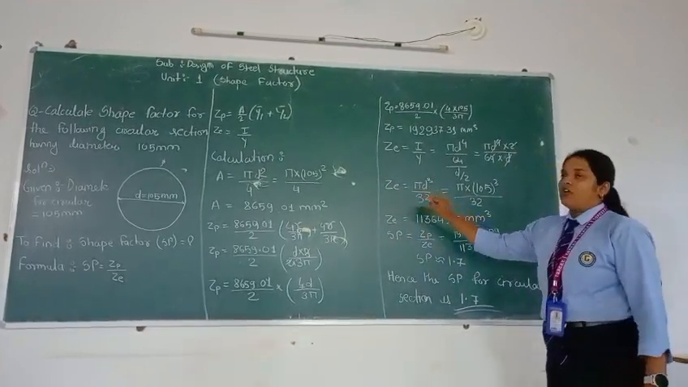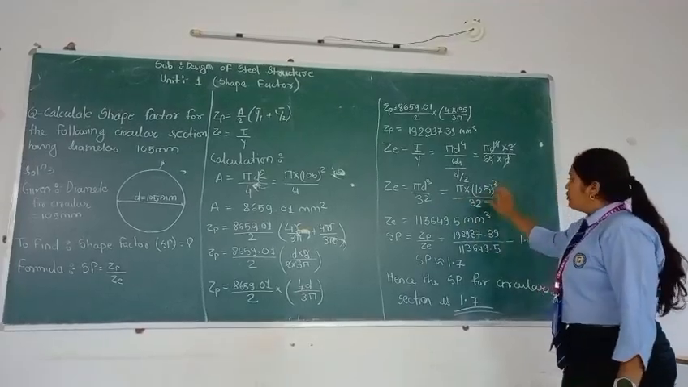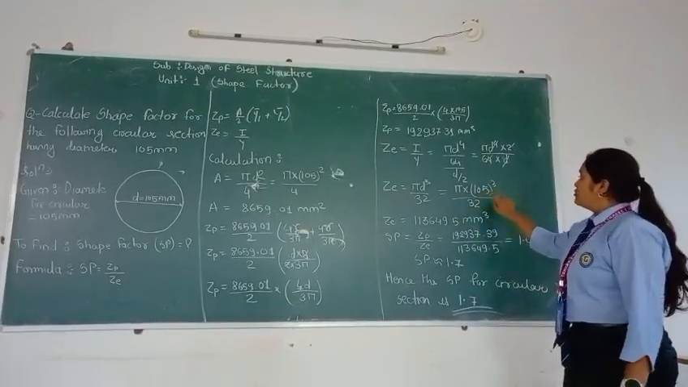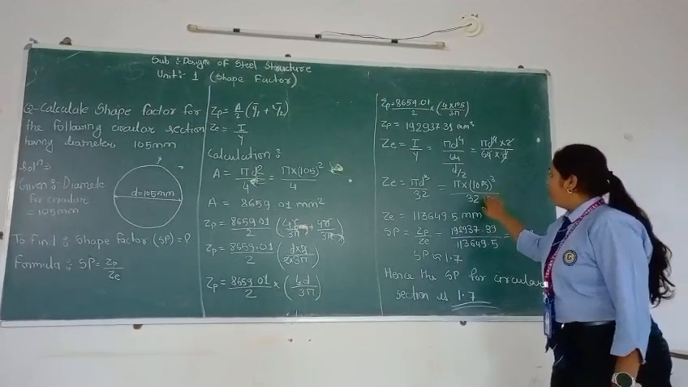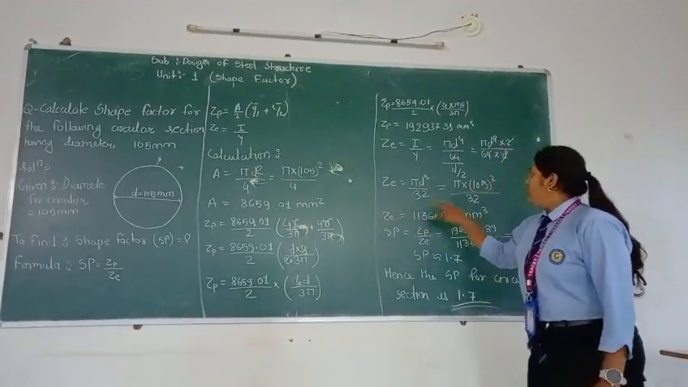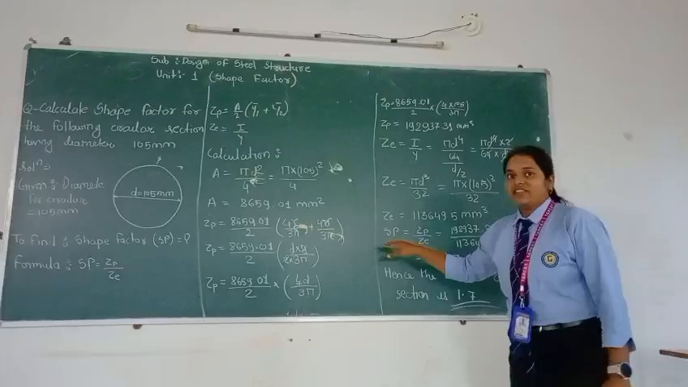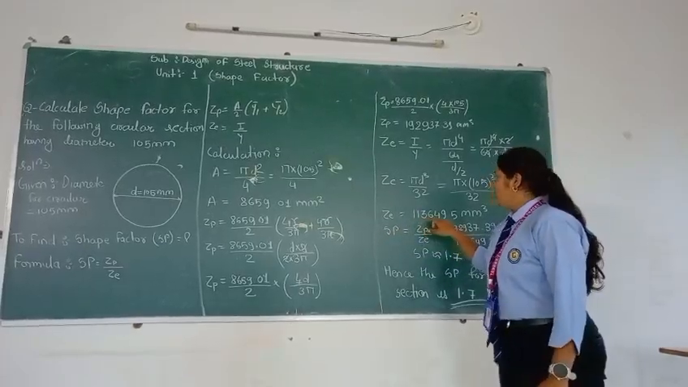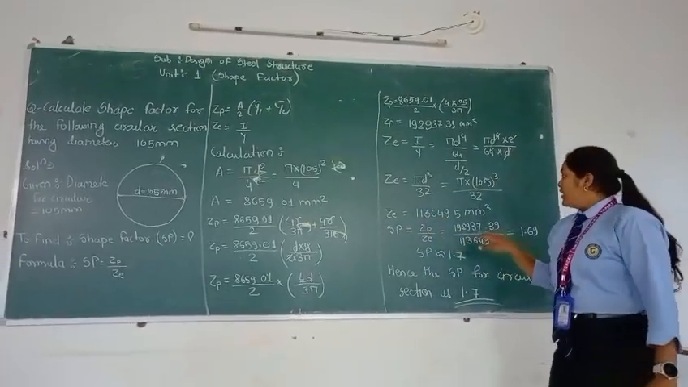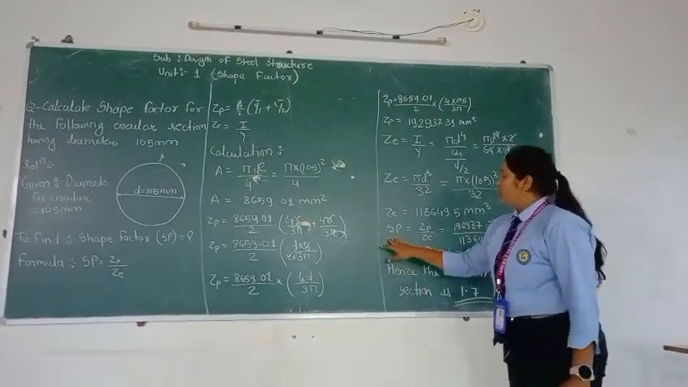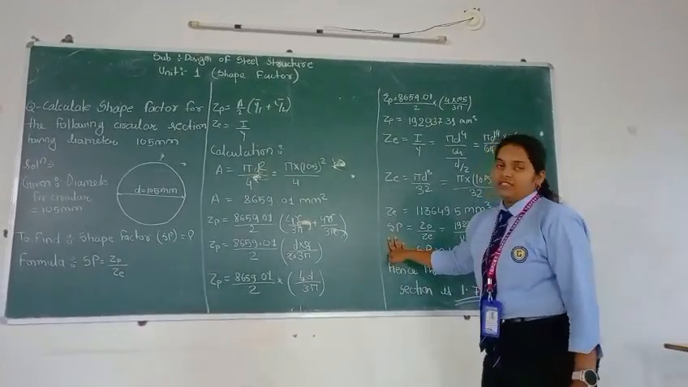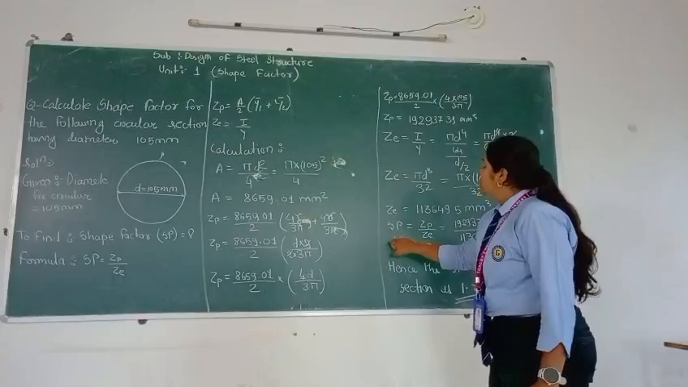Put the value of d in the formula. Then pi into 105 cube upon 32. After putting the value, we get the value of Ze as 113,649.5 mm3.